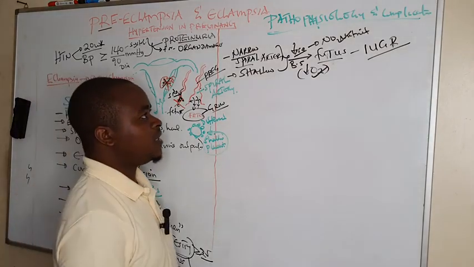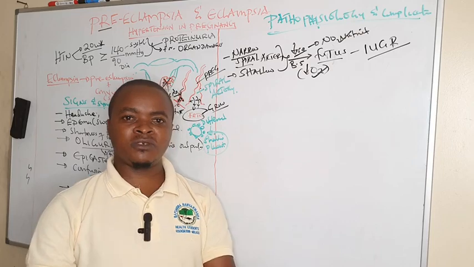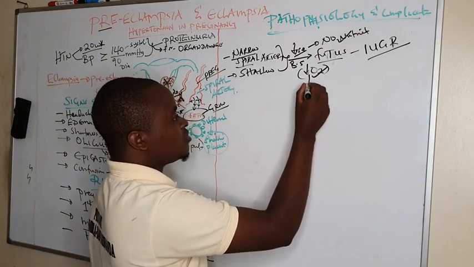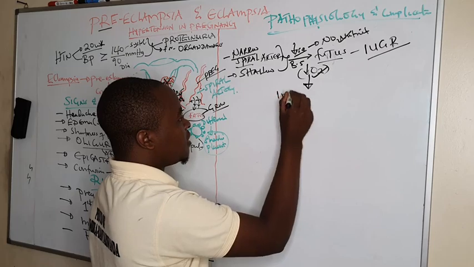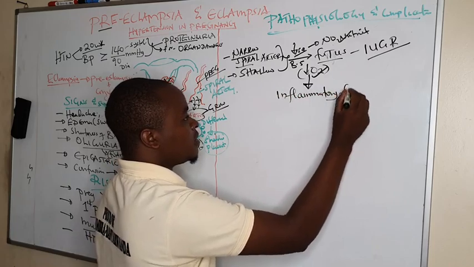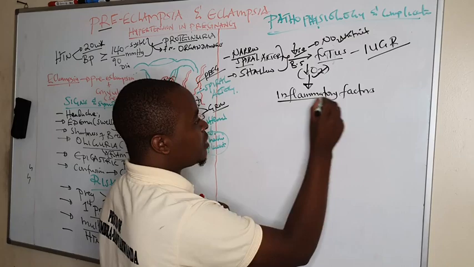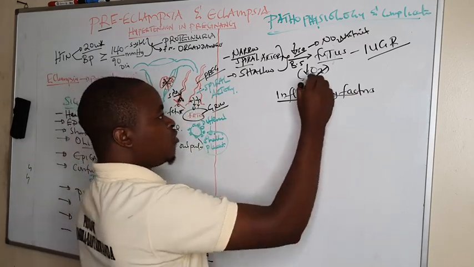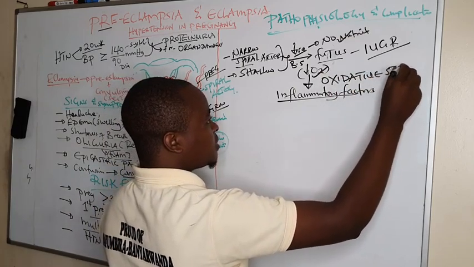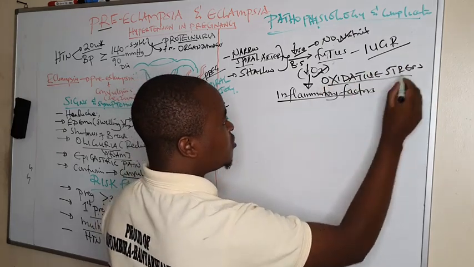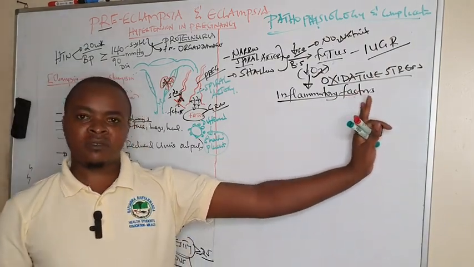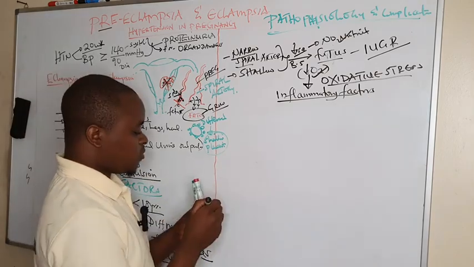And what happens is that when there is hypoxia, that is reduced oxygen supply, and there are no nutrients, this situation is going to trigger production of inflammatory factors. These inflammatory factors are due to oxidative stress. This oxidative stress due to lack of oxygen to the fetus is going to produce these inflammatory mediators. And what happens with these inflammatory mediators?